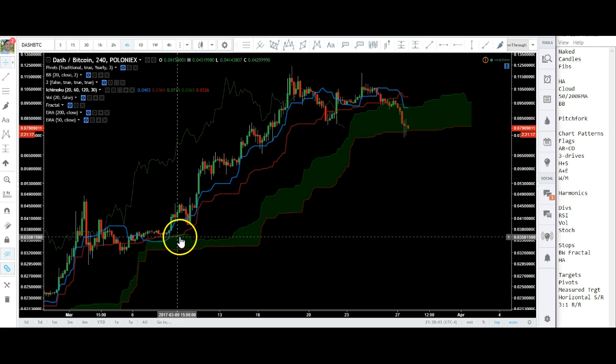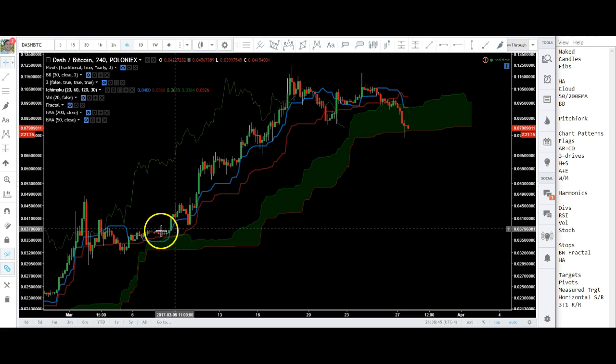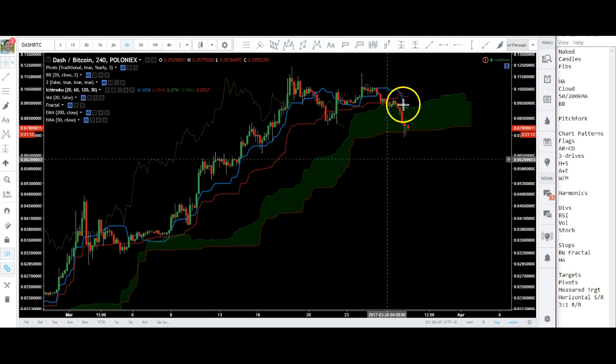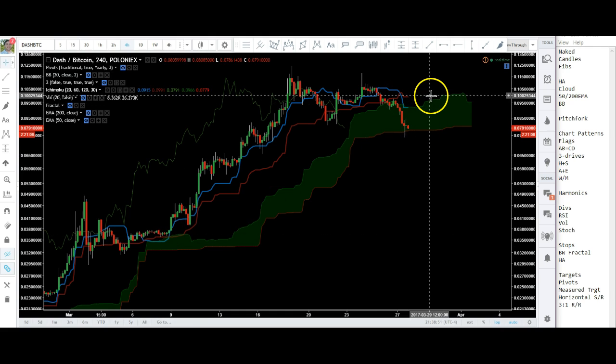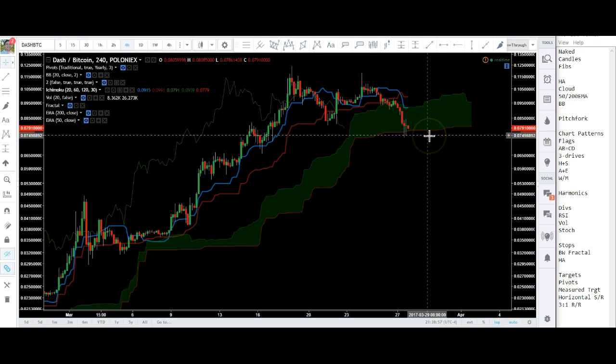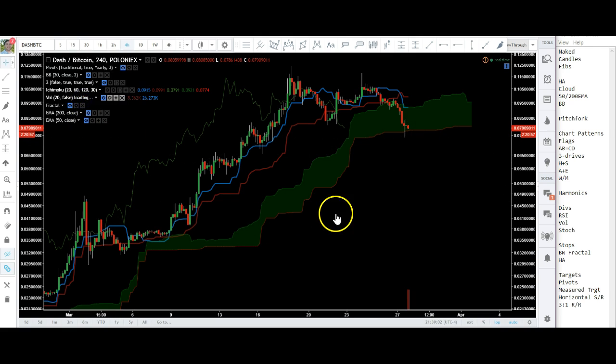If you're looking for a long, this is what you're looking for: the TK cross recross. You can see how the TK crossed bearish here. So you're waiting for price to be back above the cloud with a bullish TK. For a short entry, you're looking for a candle close below the cloud on volume. Let's see what volume looks like.